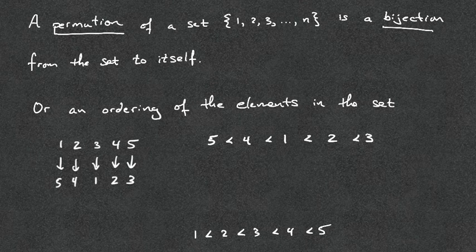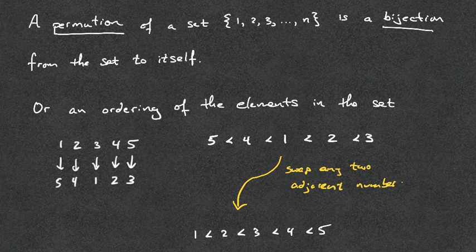But it does raise an interesting question: if we are allowed to swap any two adjacent numbers, then how many swaps do we need in order to convert this ordering to our standard ordering? And that is what we'll end up calling the sign of a permutation.